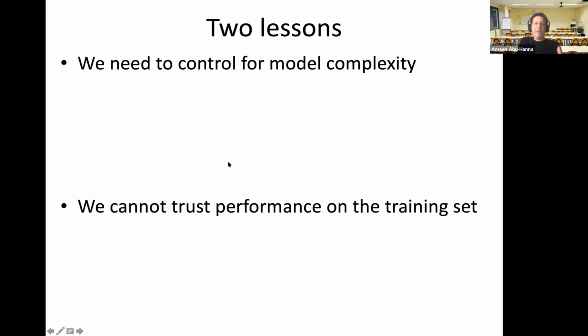Okay, so there are two lessons that are very important to this part. One is that we need to control for model complexity. I think you've seen why. And the other one is that you cannot trust performance on the training set. I'm going to deal with them separately. So first, how to control for model complexity.